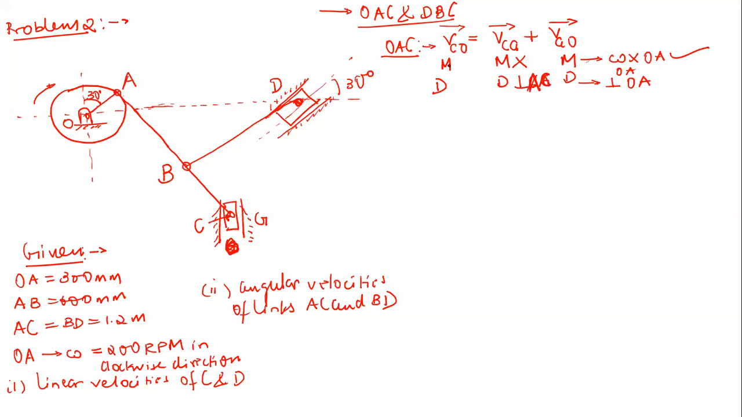Now, velocity of C with respect to O, is it known in magnitude? Obviously, no. Is it known in direction? It will be parallel to OG. If you replace this with simply the VCG vector, both O and G are fixed, so we know the direction. This will be parallel to OG. Now see, the vector equation is available here.